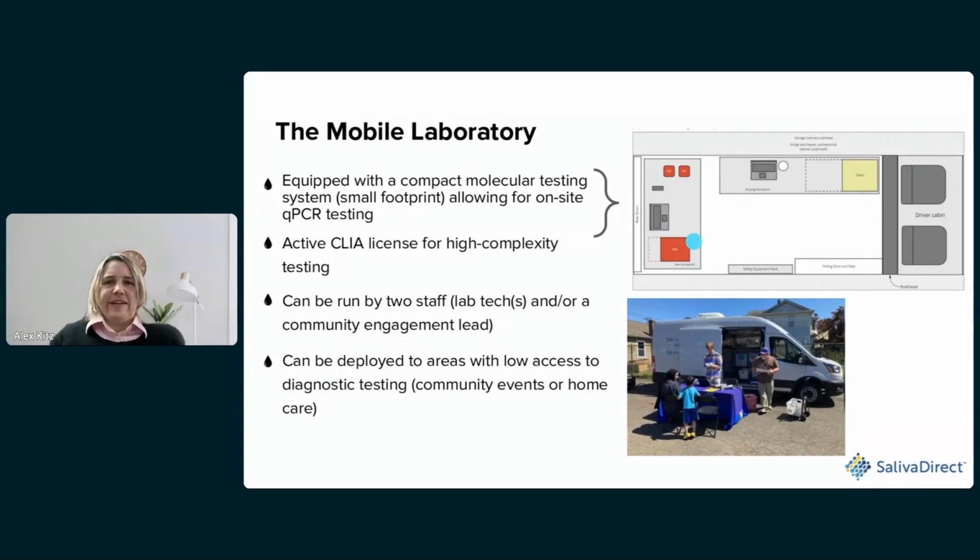In the US, these vans are associated with high complexity CLIA labs, and they maintain their high complexity testing license through that association. So that enables us to deploy these to areas with low access to diagnostic testing, like community events or home care, and still maintain the high complexity license. And also these vans can be run by 2 staff members, one being a lab tech to execute the PCR protocol, and one being a community engagement lead.